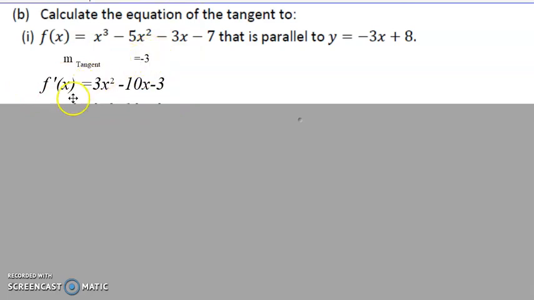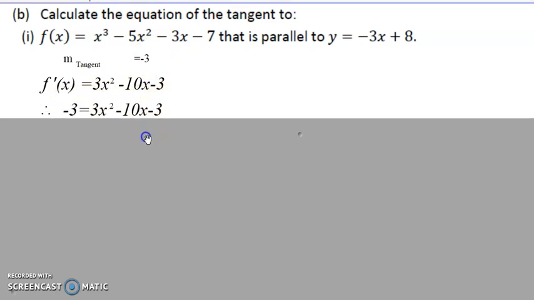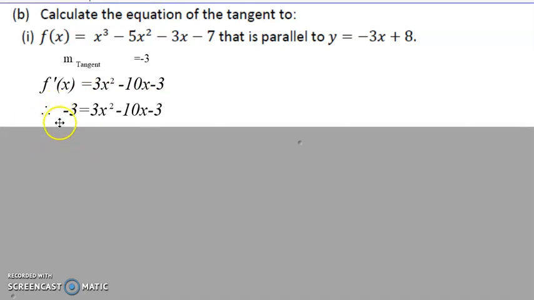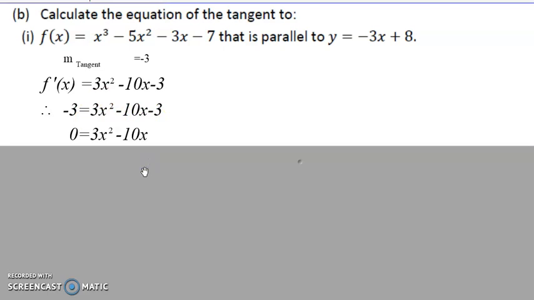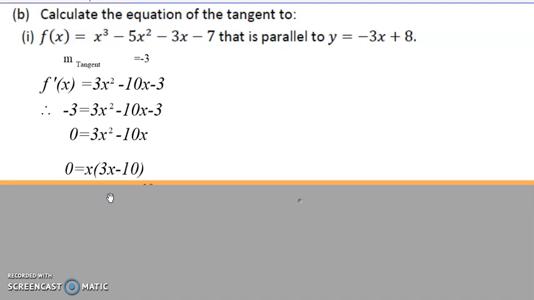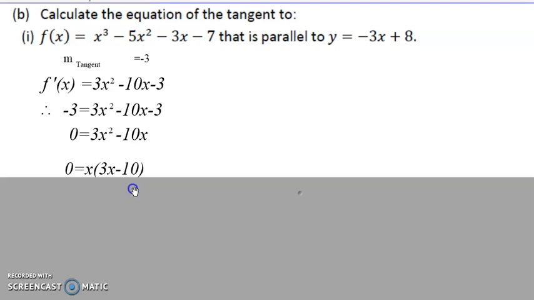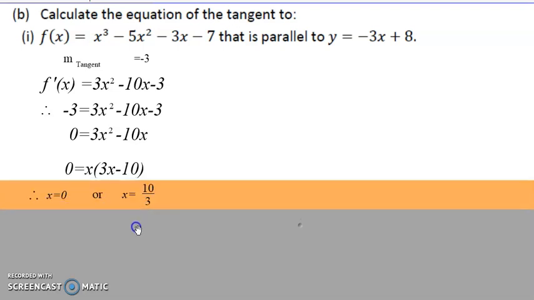I know my tangent's gradient is negative 3. So I know this is equal to negative 3. Then I need to solve for x. So negative 3 will cancel out negative 3. So I'm left with 3x squared minus 10x. So the common factor is x. So that's x into 3x minus 10. So x is equal to 0 or x is equal to 10 over 3.